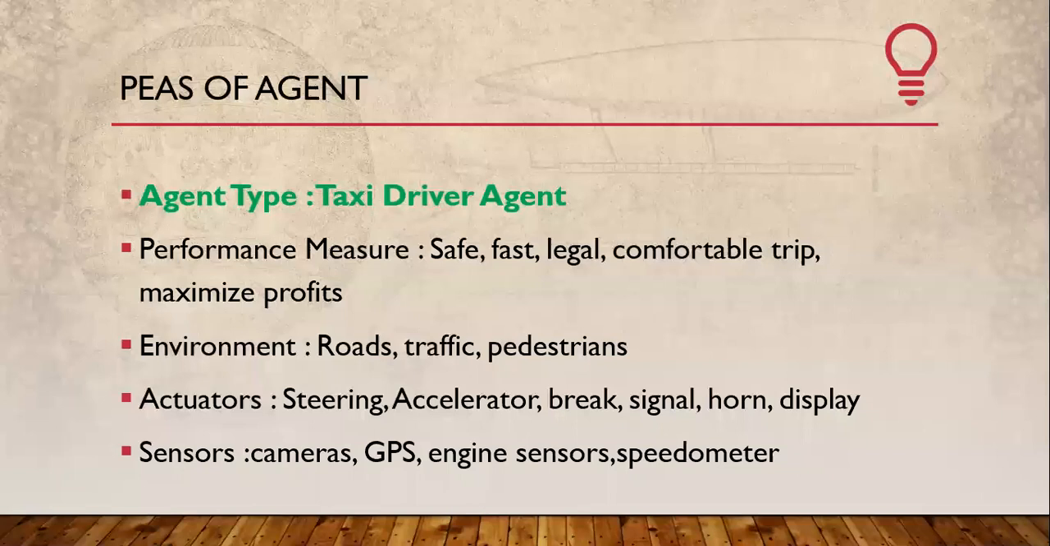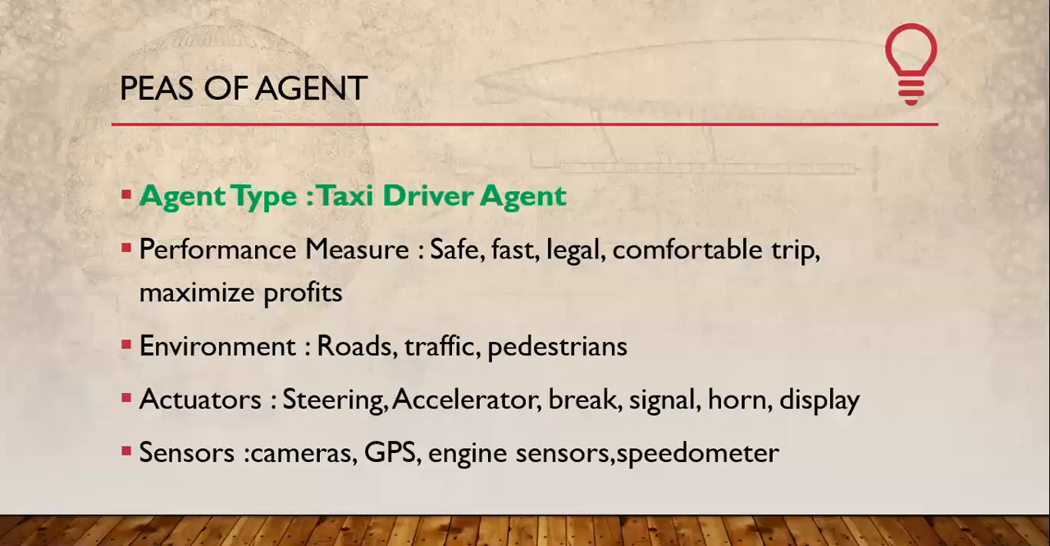The sensors for the agent will be cameras, the GPS systems installed into that taxi, then let's say engine sensors, speedometer, etc. And what are going to be the actuators? So the actuators are going to be steering, accelerator, brake, signal, horn, etc.